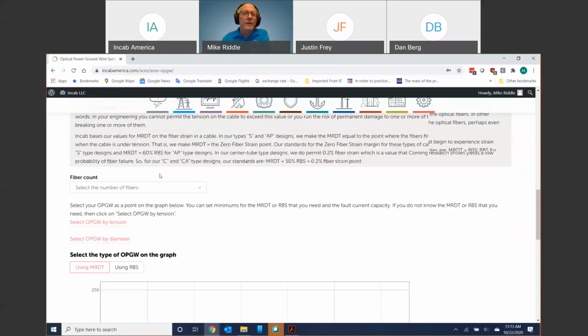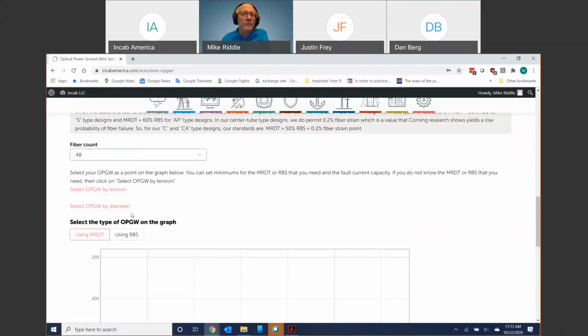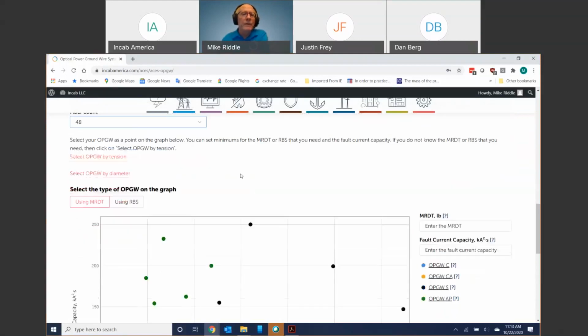Now, if you go down, you can begin the real process. So we'll select 48 fibers because that's a very common fiber count. If you have a certain diameter and you want to stick with that diameter, you can go with select OPGW by diameter, but of course that's going to prove to be much more restrictive in the designs that are going to be presented to you. So for today, we're going to start with the select OPGW by tension.